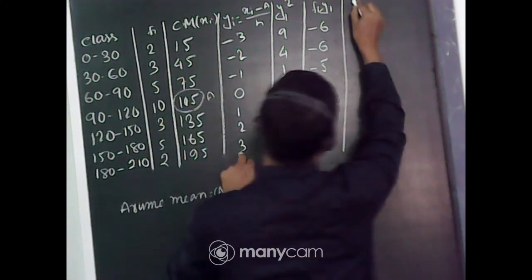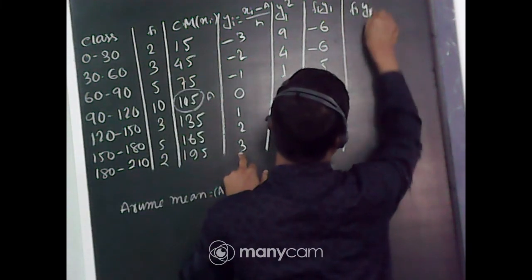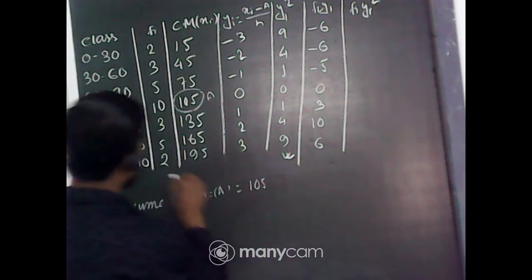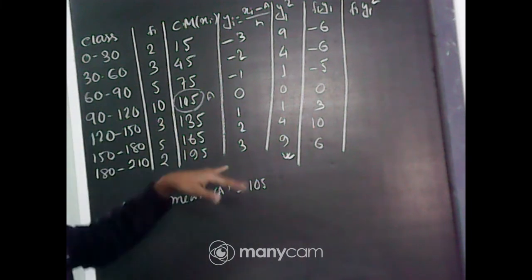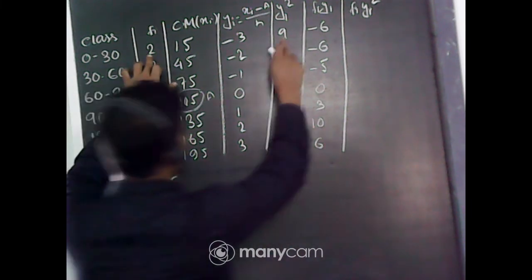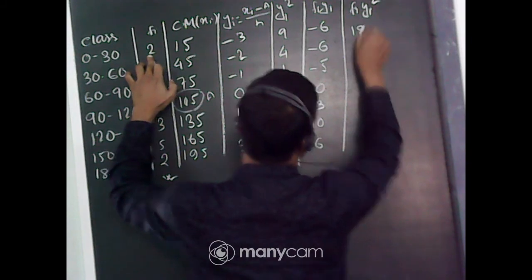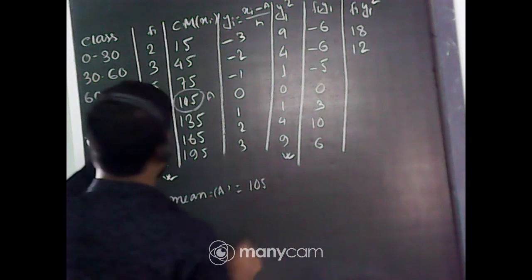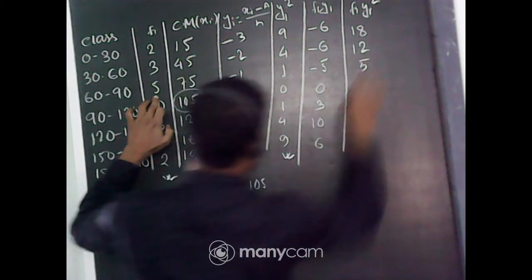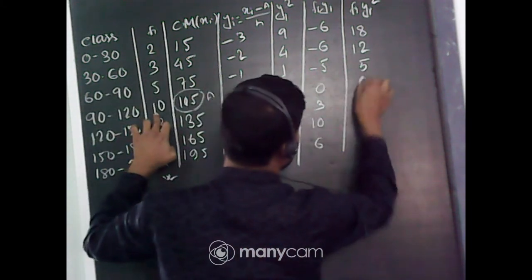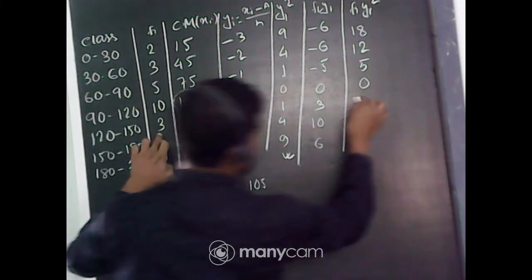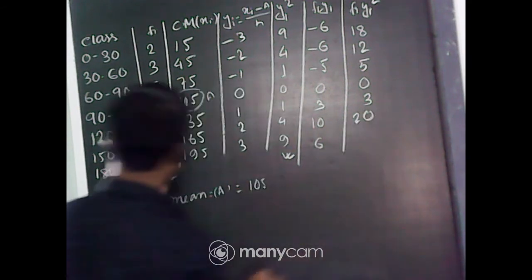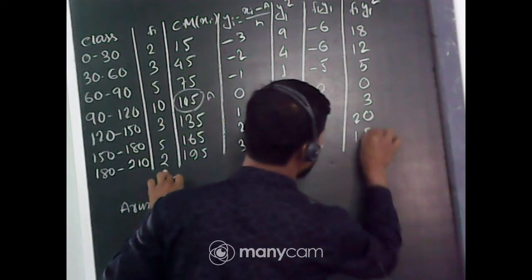One more column we have to form: fi into yi square. That means multiply the yi square column with the corresponding frequencies. So 2 into 9 is 18. 3 into 4 is 12. 5 into 1 is 5. 10 into 0 is 0. 3 into 1 is 3. 5 into 4 is 20, and 2 into 9 is 18.